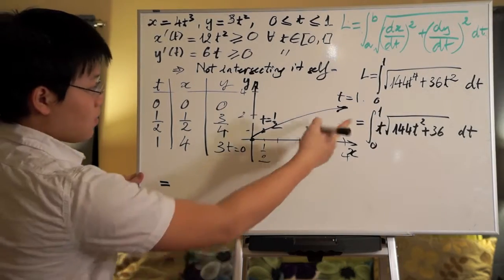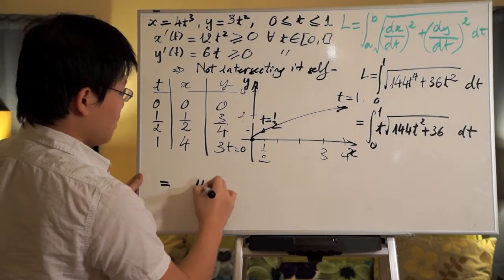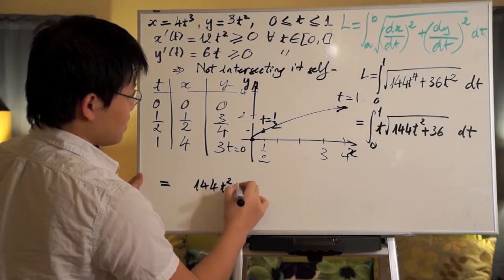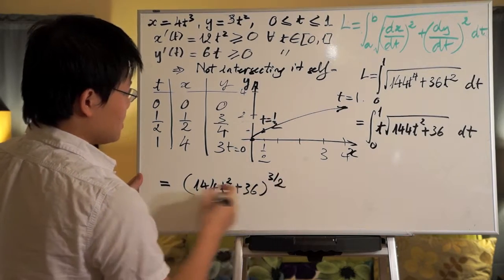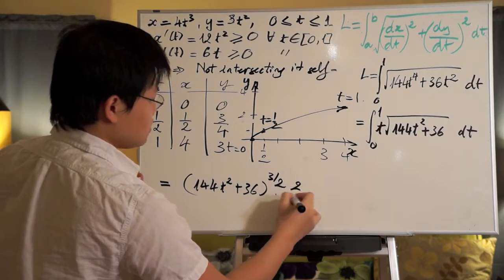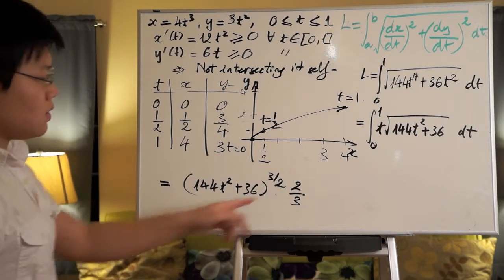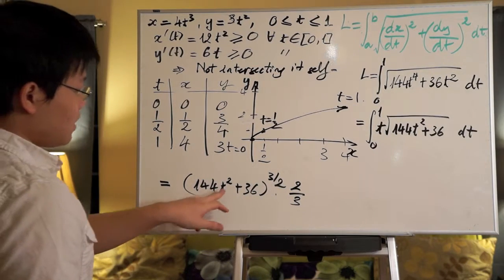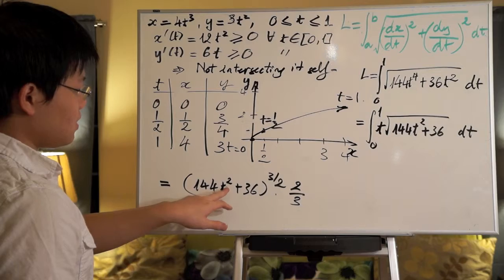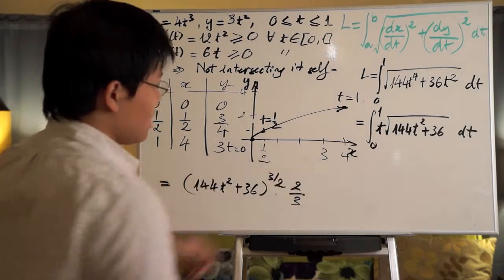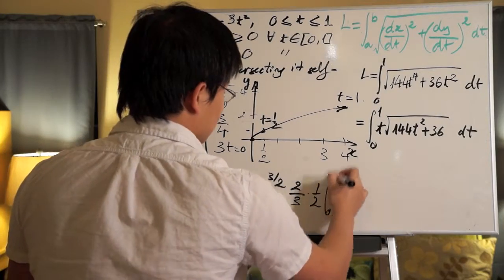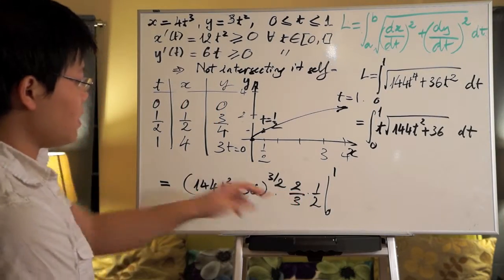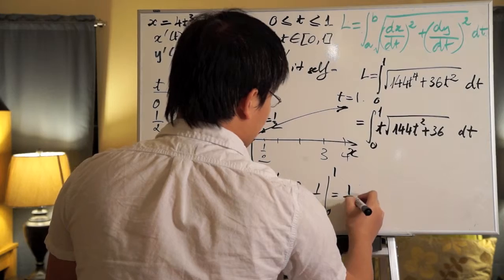You may say, oh, that will be 144t squared plus 36 to the 3/2 times 2 over 3. You have a 2 here, but you don't have a 2 here, therefore you multiply by 1/2. Okay, and it goes from 0 to 1. And this is 1 over 3.